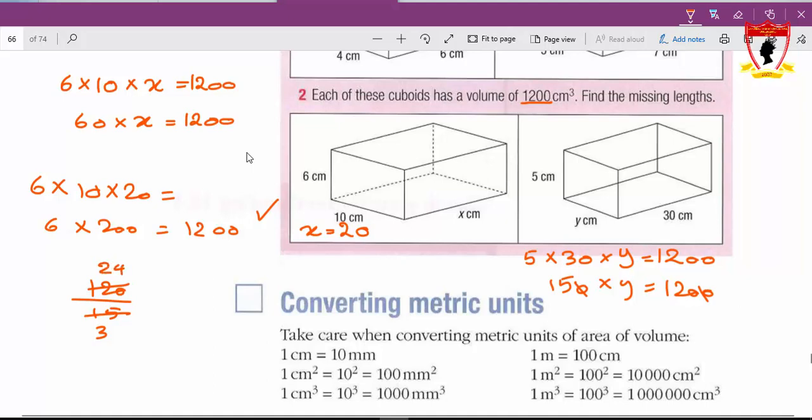24 and 3 are both divisible by 3. Divide by 3 will be 1. Divide by 3 will be 8. So y is 8 centimeters. To check that, 5 times 8 is equal to 40. Then 40 times 30, 2 zeros, 3 times 4, 12. It's correct.